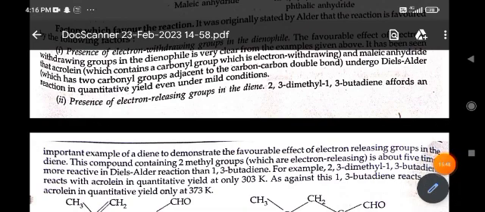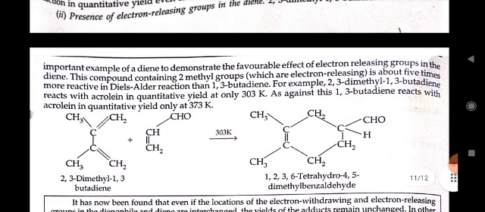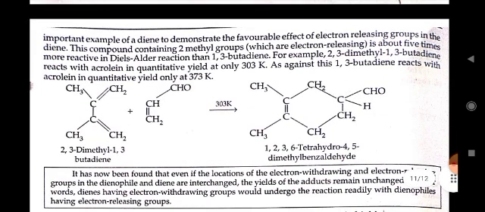Presence of electron releasing groups in the diene. 2,3-dimethyl-1,3-butadiene affords an important example of a diene demonstrating the favorable effect of electron releasing groups in the dienes. This compound, containing two methyl groups which are electron releasing, is about 5 times more reactive in Diels-Alder reaction than 1,3-butadiene. For example, 2,3-dimethyl-1,3-butadiene reacts with acrolein in quantitative yield at only 303 Kelvin, as against this, 1,3-butadiene reacts with acrolein in quantitative yield only at 373 Kelvin.